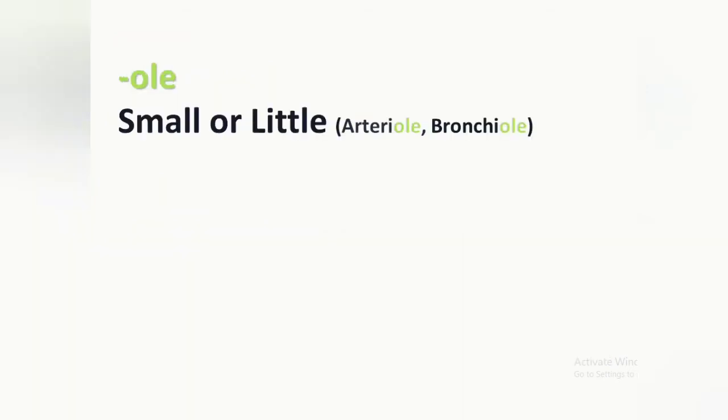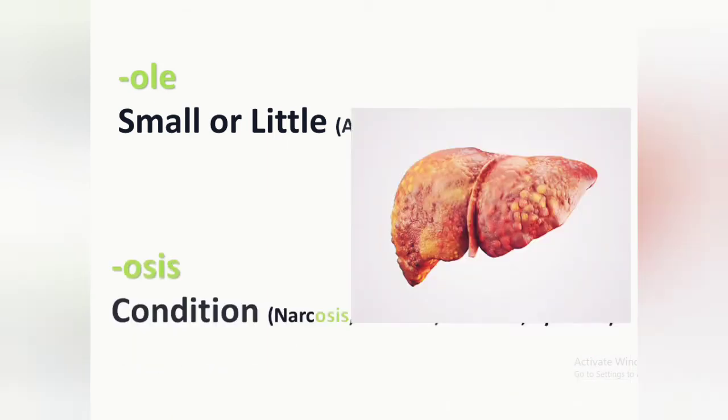Another one is ole, which means small or little. Example, arteriole. Arteriole means it is the branch of arteries which leads towards the capillaries. Bronchioles means it is a branch of bronchi that deliver air to the tiny sacs called alveoli, where oxygen and carbon dioxide are exchanged.